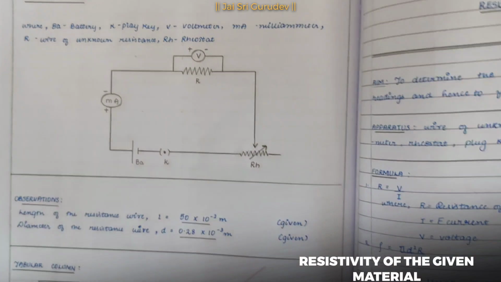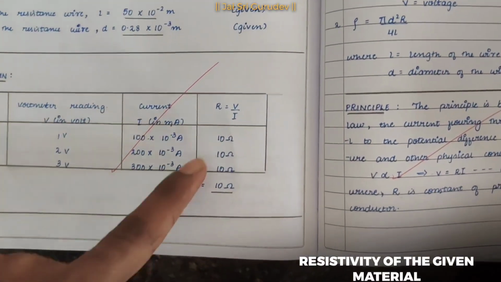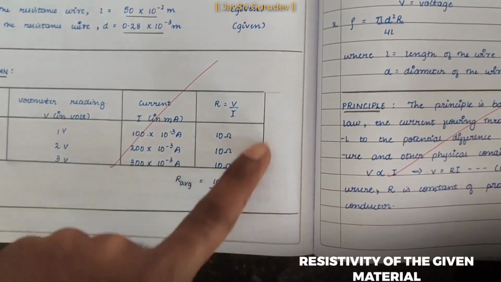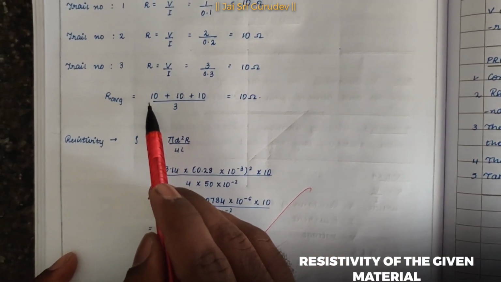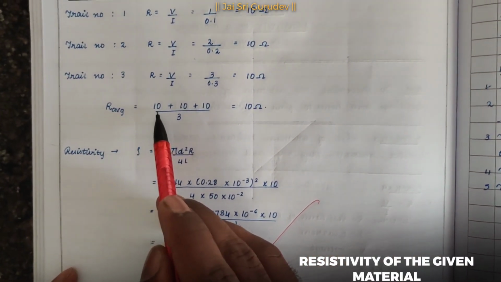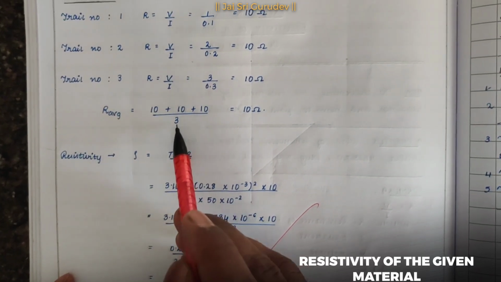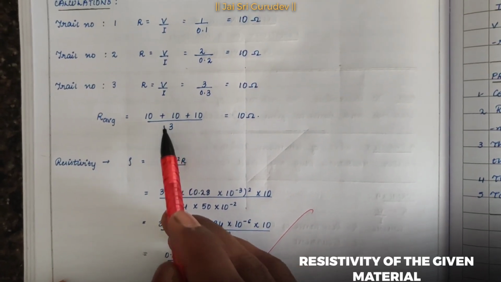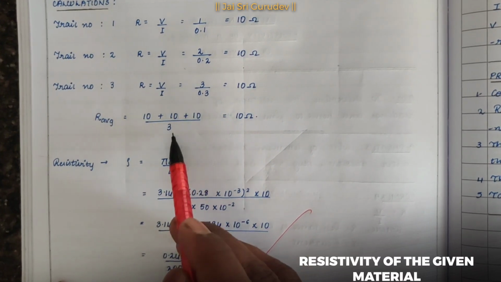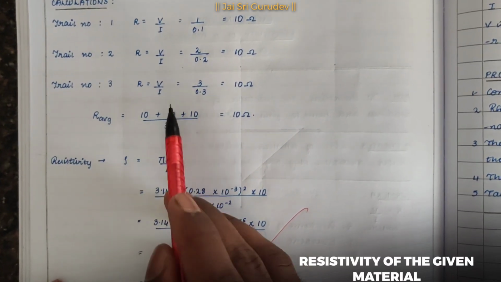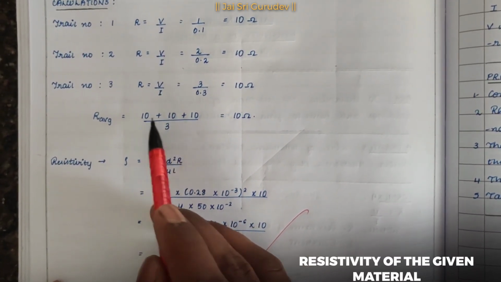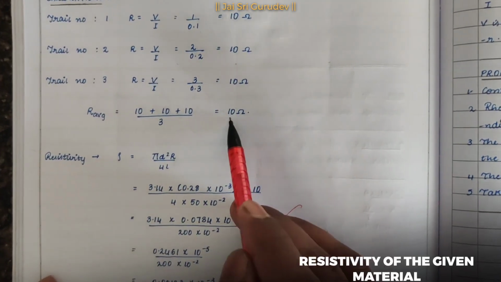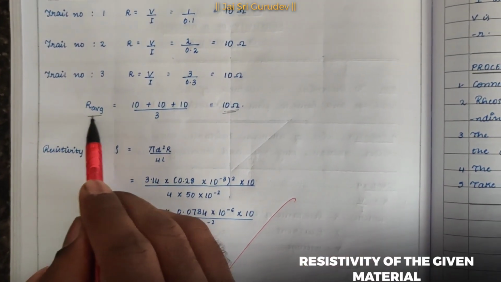So for all 3 trials, we get the value of R as 10, and we'll take the average by adding the 3 and dividing by 3. So R average equals 10 plus 10 plus 10 divided by 3. For 4 trials, add all 4 and divide by 4. We have done 3 trials, so 10 plus 10 plus 10 by 3 equals 10. So we have got the value of R.